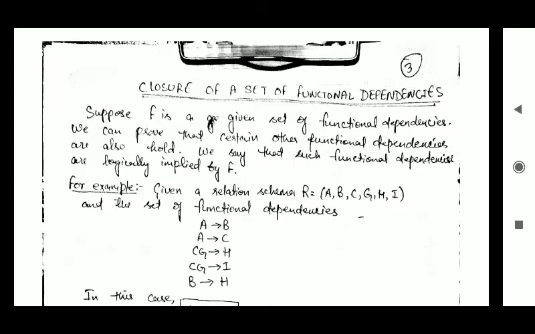Hello friends, welcome back. In this tutorial, we will study the closure of a set of functional dependencies. Suppose F is a given set of functional dependencies. We can prove that certain other functional dependencies also hold. We say that such functional dependencies are logically implied by F. It will be clear after this example.